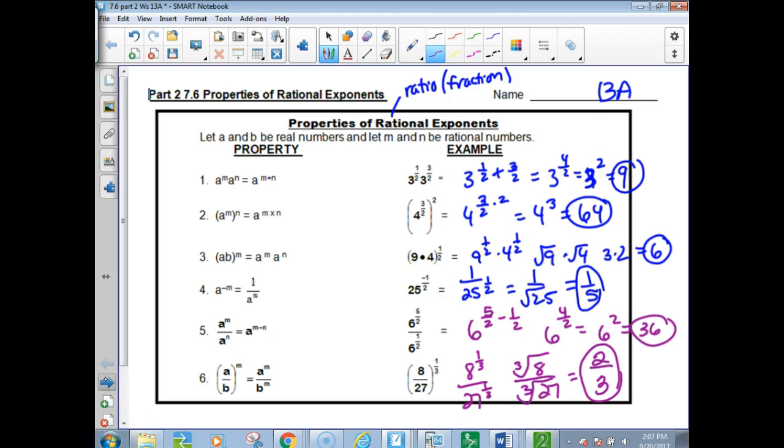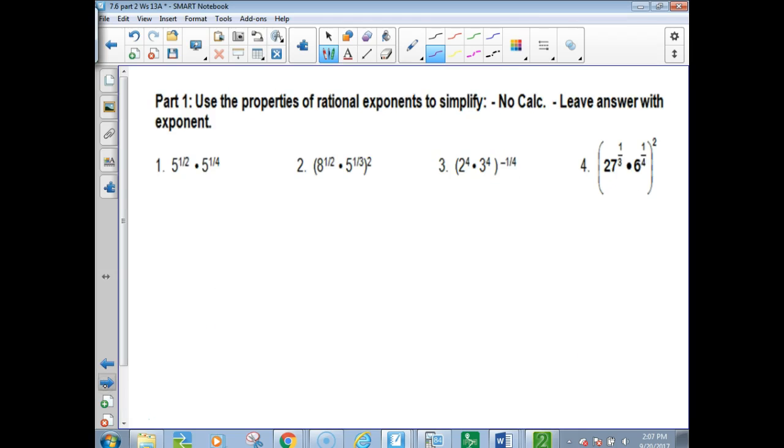All right, so those are the illustrations of all the properties, and now we're going to do some practicing. So part 1, it says use the properties, or we can go forward and backward with them. Okay, so using the properties of rational exponents, we're going to simplify. No calculator. Shouldn't be even using your calculator right now. Leave your answer with an exponent.